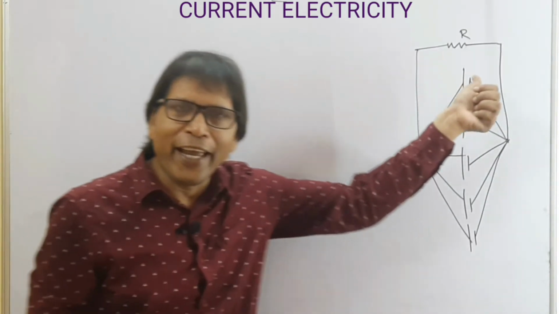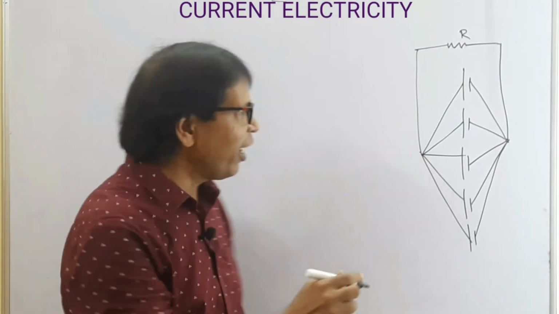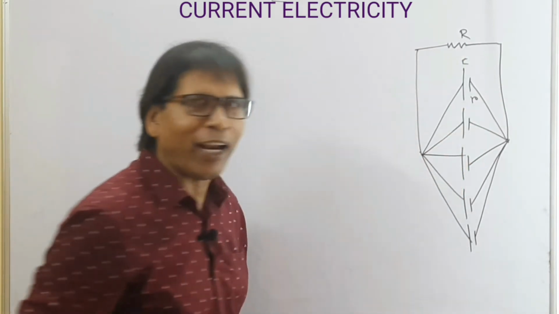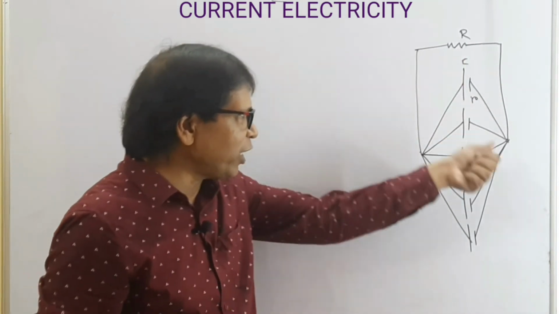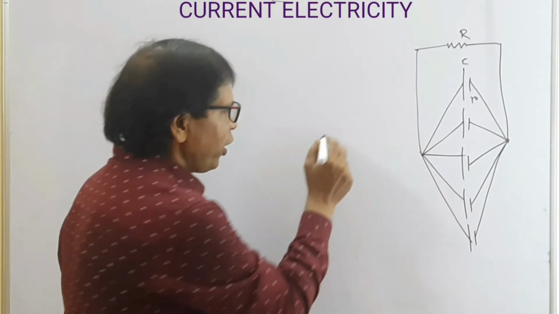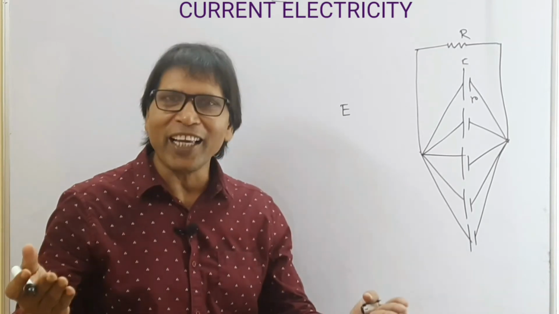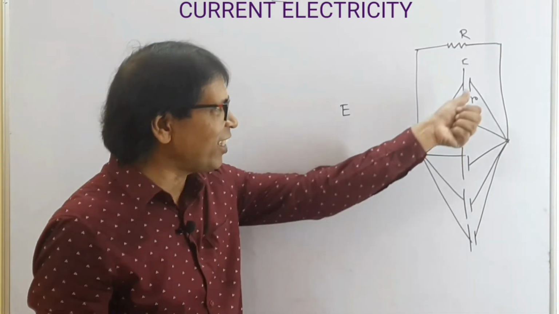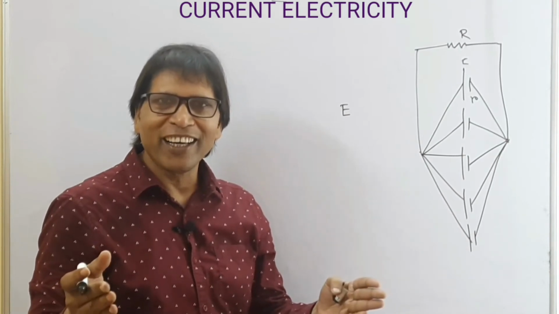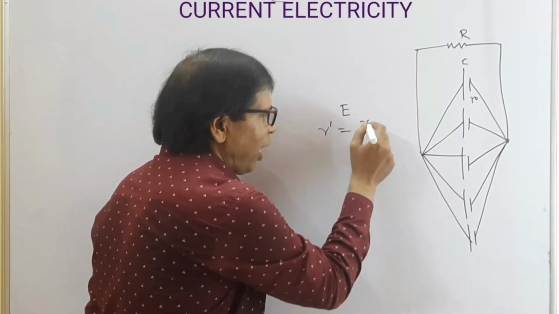Okay, now next. Look at this, n number of identical cells, each of EMF E and internal resistance r, are connected in parallel combination. So look at this, all the cells are connected at the same point. So equivalent EMF becomes E. Now what will be the equivalent internal resistance? Look at this. This is 1 by r plus 1 by r plus 1 by r. So finally equivalent internal resistance becomes r by N.